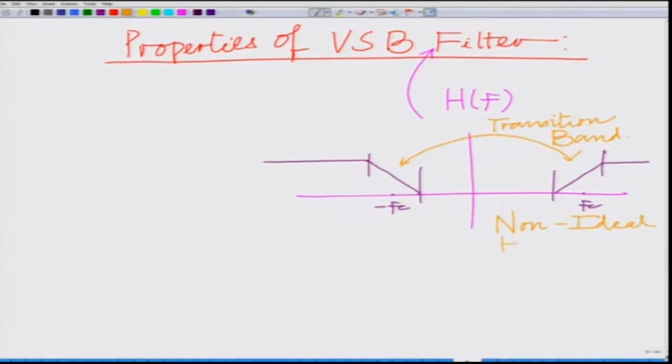As we already said, we prefer this non-ideal high pass filter because designing or implementing ideal high pass filters has a very high complexity and requires a large number of stages, whereas this non-ideal high pass filter can be implemented with relatively lower complexity. So, this is preferred in a practical implementation.